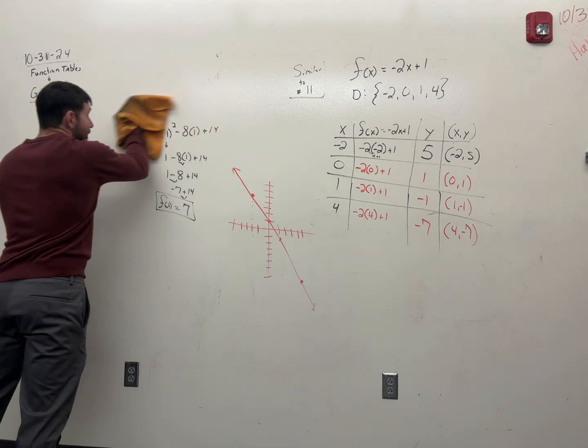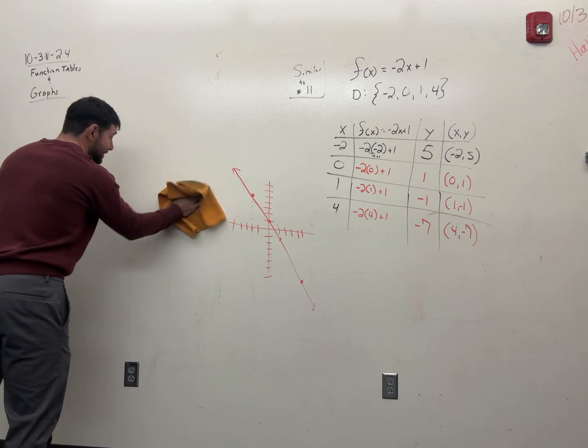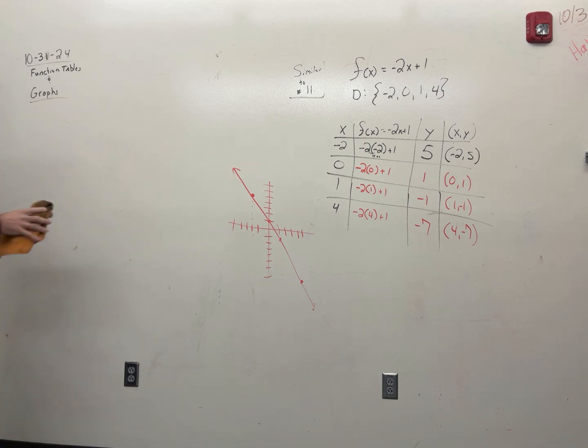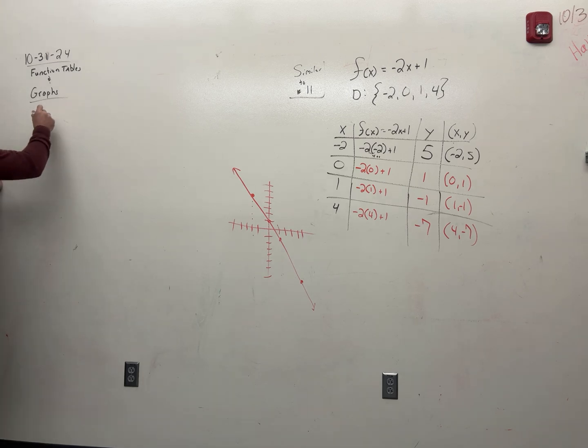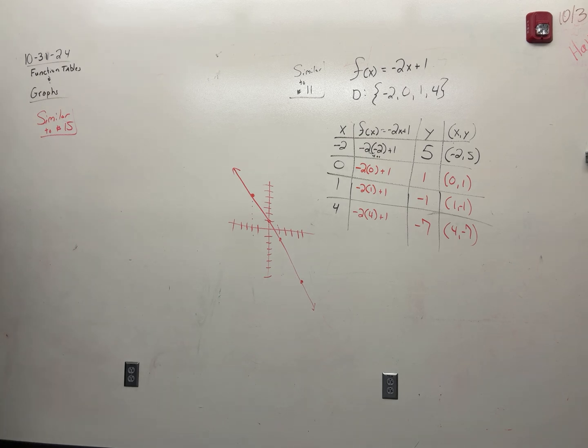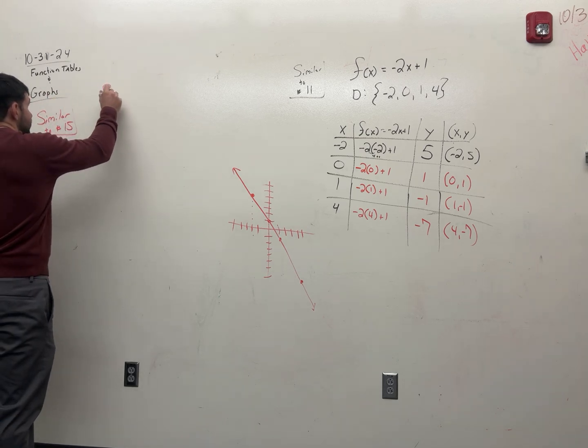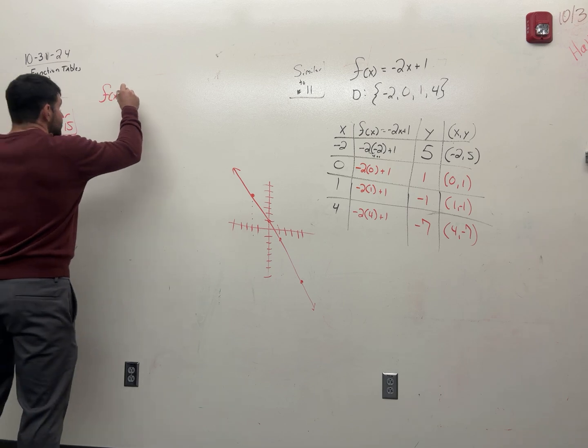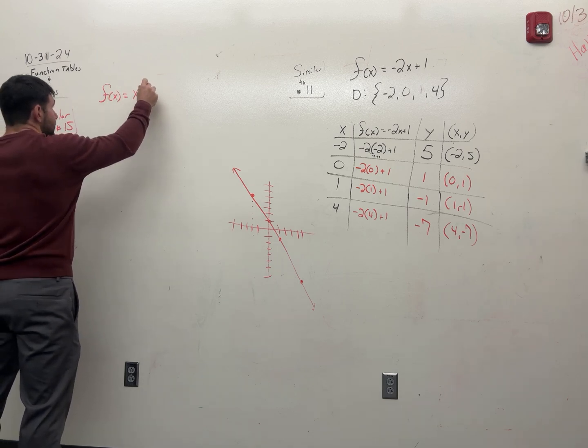Okay, last example for the day. It is exactly like number 11. Okay, it's exactly like this. So this is similar to number 15. The goal is to graph again. Okay? f(x) equals x minus 2.